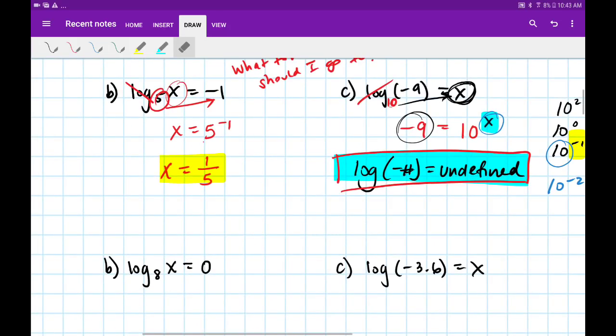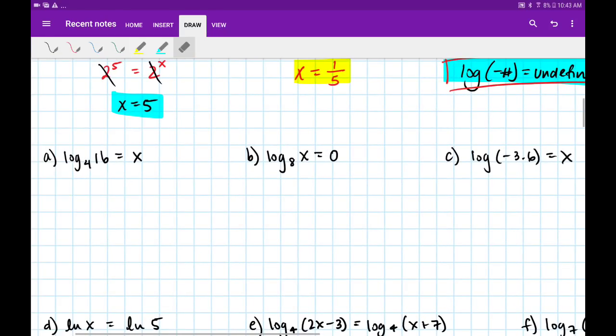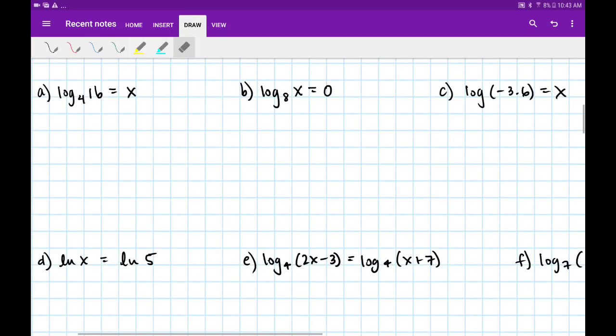Okay, so let's go through the u-tries really quick. I hope you gave them a shot. If you didn't, try them right now and pause the video. So for A, we're going to cross out the log, bring down the 16 equals 4 to the x. So 4 to which power gives us 16? X is going to equal 2.